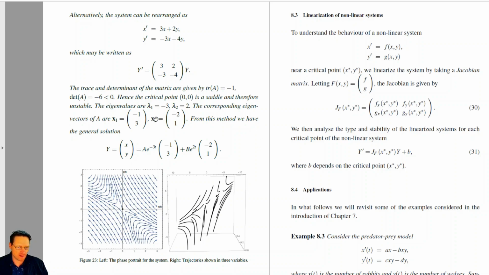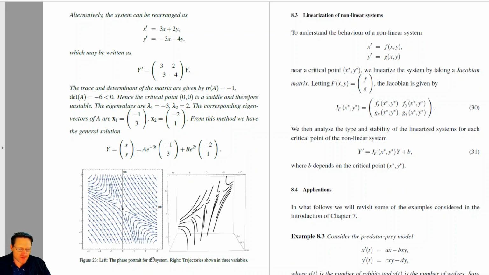The eigenvalues of that system are minus 3 and 2 respectively, and so the corresponding eigenvectors are (minus 1, 3) and (minus 2, 1). So from that we get our general solution in terms of the vector (x, y). So we have x is a e to the minus 3t times the vector (minus 1, 3)... so we've got this general solution.